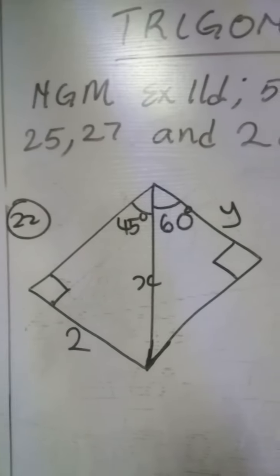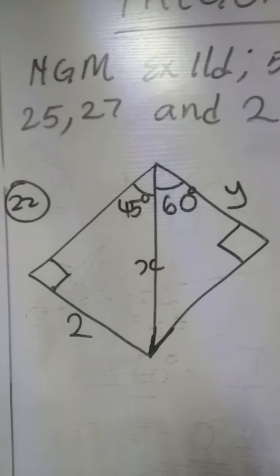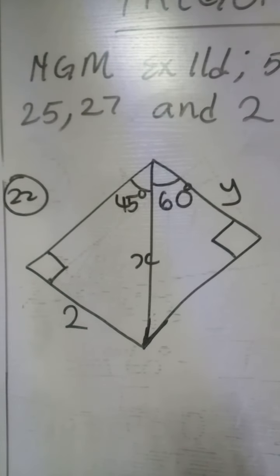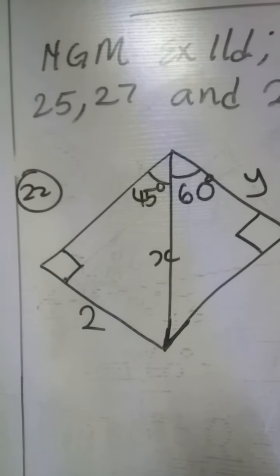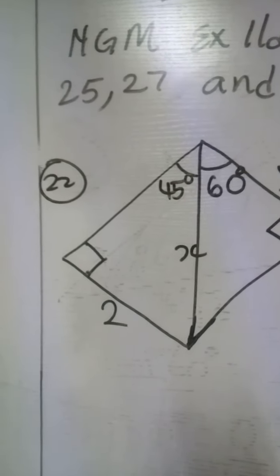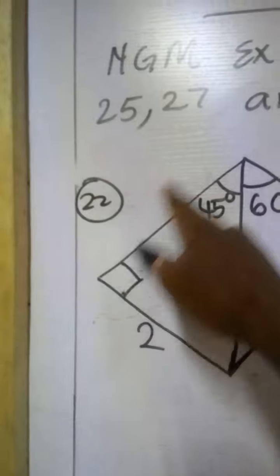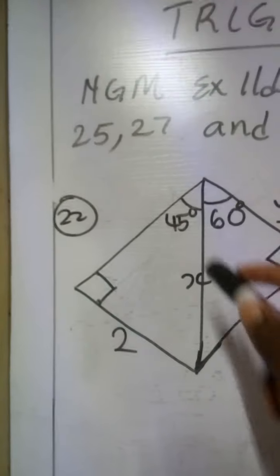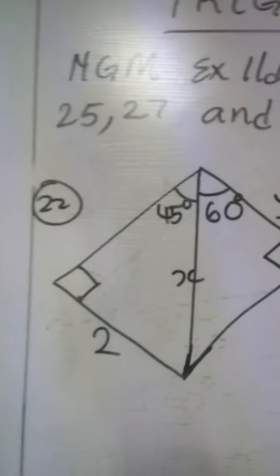Now, welcome back. This is question 22. It's also a double triangle. And you can see the first triangle has side 2, side x. The other third side is not given. And we have one of the angles to be 45, and of course this 90 degrees.